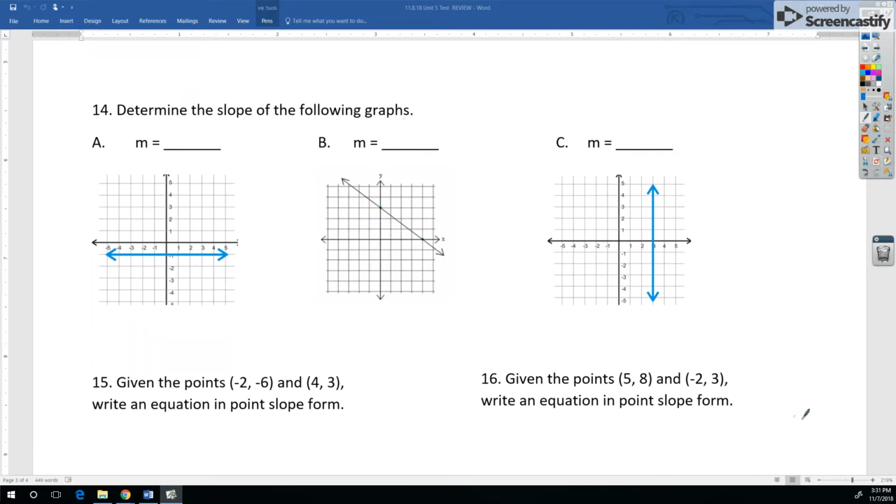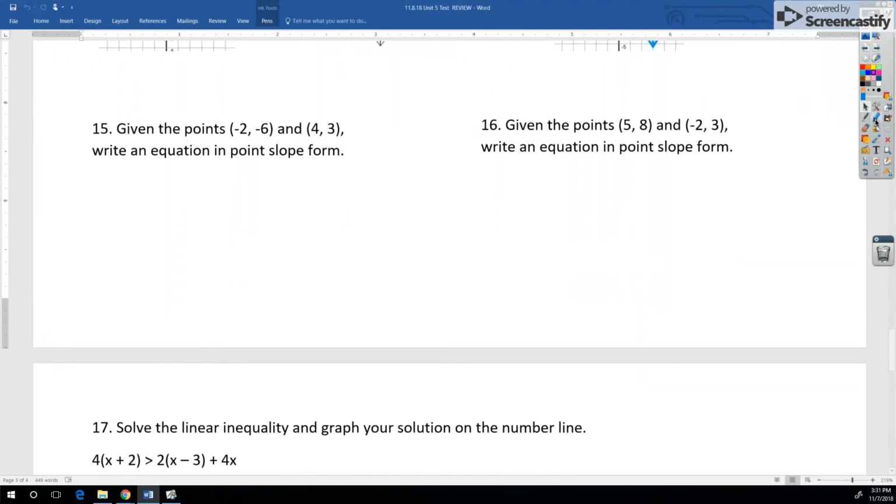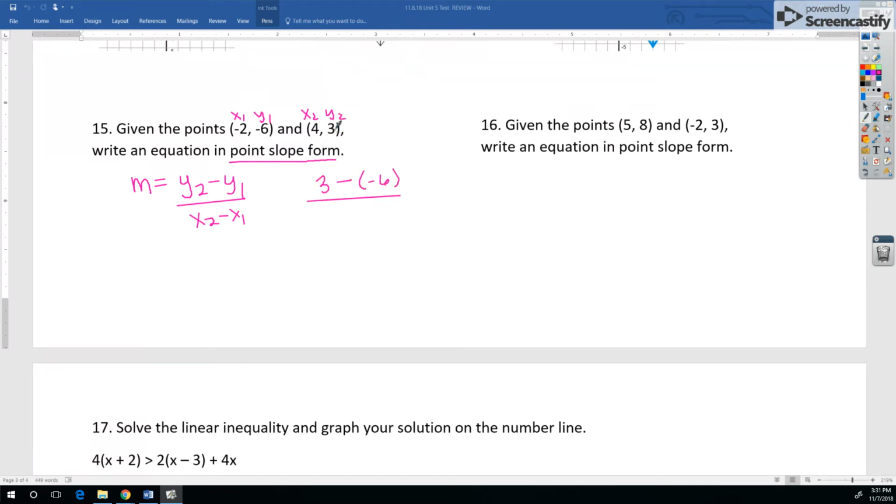All right, some kind of tougher problems down here. We've got to find the slope all by ourselves because they ask us for point slope form, but they haven't given us the slope. We've got to find it. So I'm going to use my slope formula. X1, Y1, X2, Y2. So I have 3 minus -6, the y's, and then I have 4 minus -2. 3 minus -6 is 9, and 4 minus -2 is 6. Reducing that fraction, they're both divisible by 3, is going to give me 3/2.